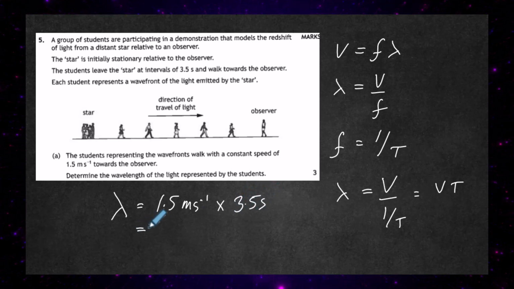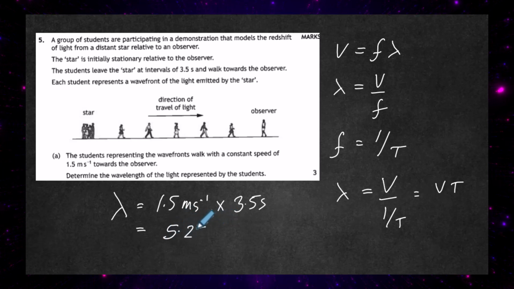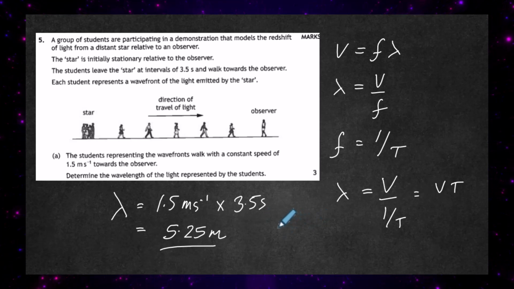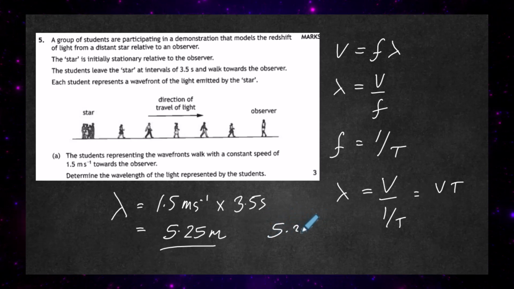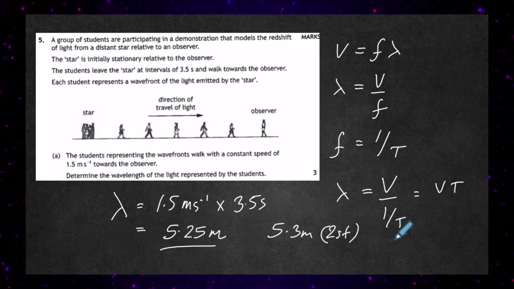And if we do that in a calculator, we end up with a wavelength of 5.25 meters. And we can do that to 2 significant figures. It's going to be 5.3 meters to 2 significant figures.